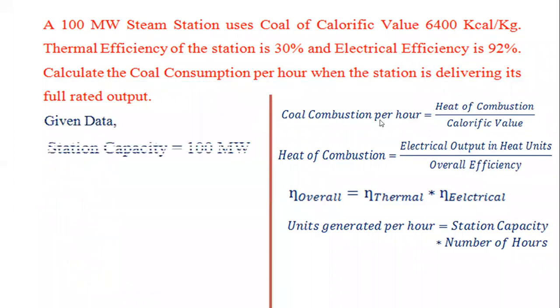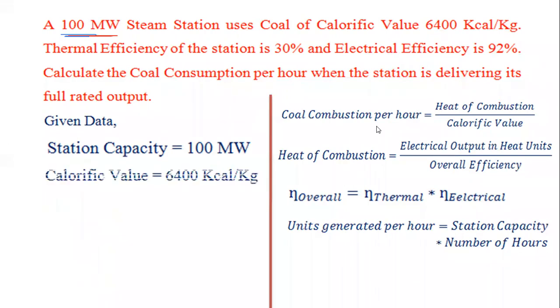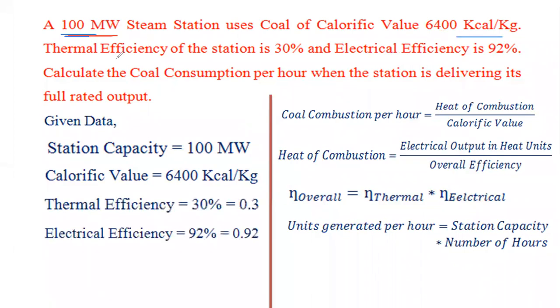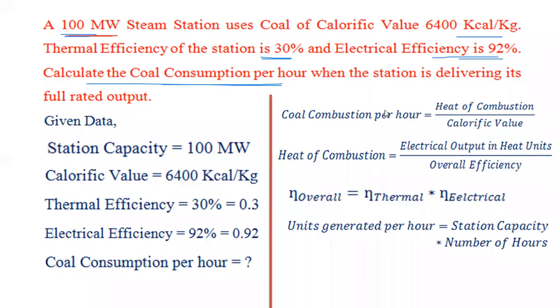Now, here the given data: the station capacity, that is the maximum power we can generate, is nothing but the plant capacity, which is 100 megawatts in this particular power plant. The calorific value is 6,400 kilocalorie per kg, and the thermal efficiency is 30%, that is 30 by 100, 0.3, and the electrical efficiency is 92%, that is 92 by 100, 0.92. Here we want to find out how much coal is utilized in 1 hour to generate the power, that is the coal consumption per hour.